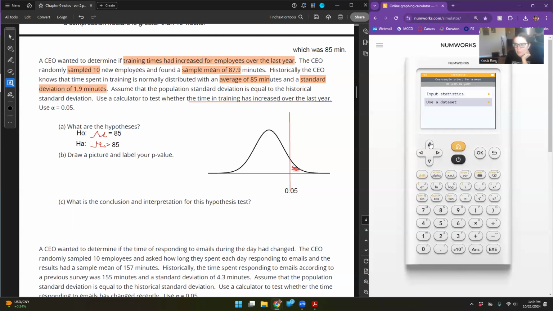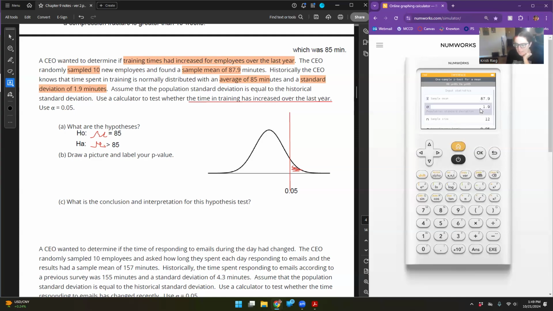Then we are going to, oops, we don't have a data set, we have statistics. So we know x-bar, the sample mean, was 87.9. We know the population standard deviation was 1.9.